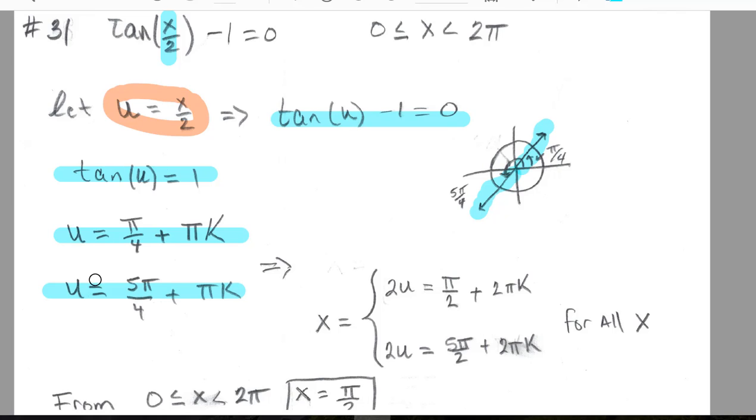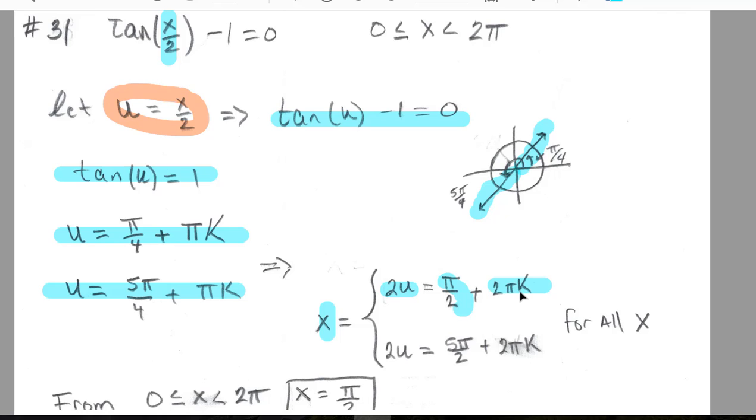But we're not talking about tangent of u, we're talking about the tangent of x over 2, where x over 2 is equal to u. In order to solve for x, I have to multiply everything by 2. So x over 2 times 2 is x, and then 2 times u. So x equals 2 times u. 2 times pi over 4 is pi over 2, and pi times k becomes 2 times pi times k. So x is equal to pi over 2 plus 2 times pi times k.